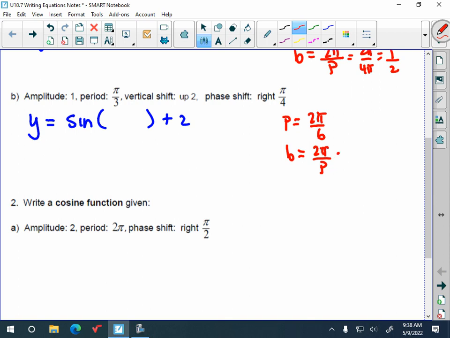All right, so then we have 2 pi divided by the period, which is pi over 3. So we have a complex fraction. So what would 2 pi divided by pi over 3 simplify to?